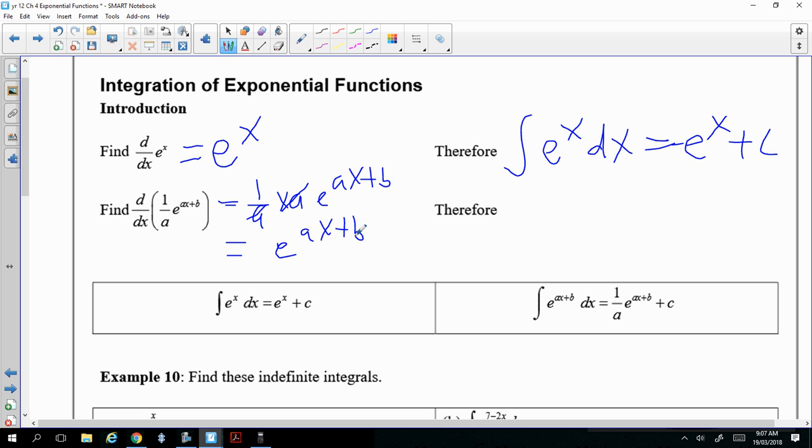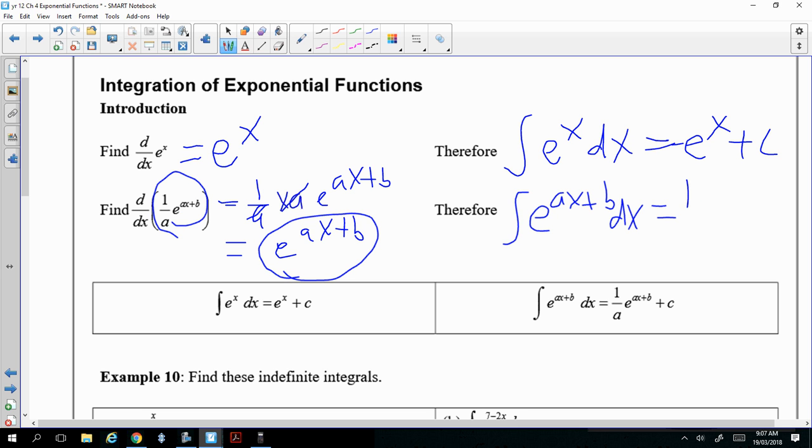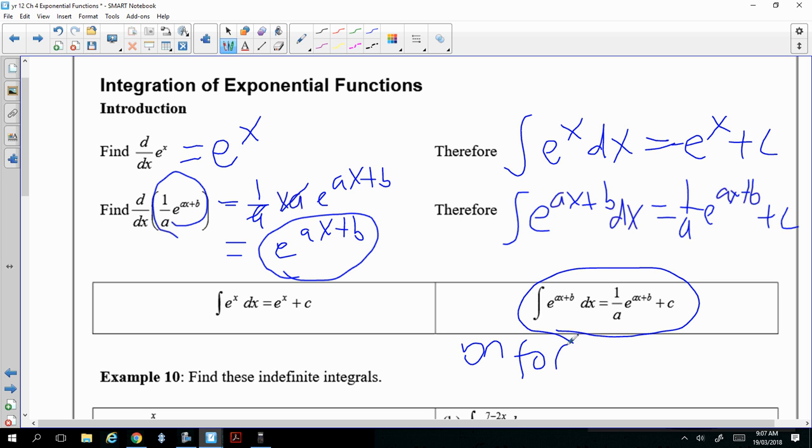Therefore, if I integrate this thing, I get the original, which is 1 over a e to the power ax plus b plus c. Alright, so that demonstrates where this rule comes from. These are on your formula sheet. That one is on the formula sheet. Okay, and you can find it on the formula sheet somewhere.